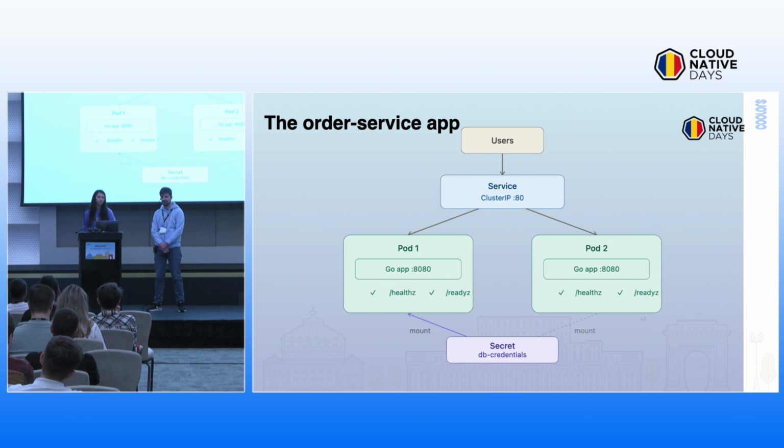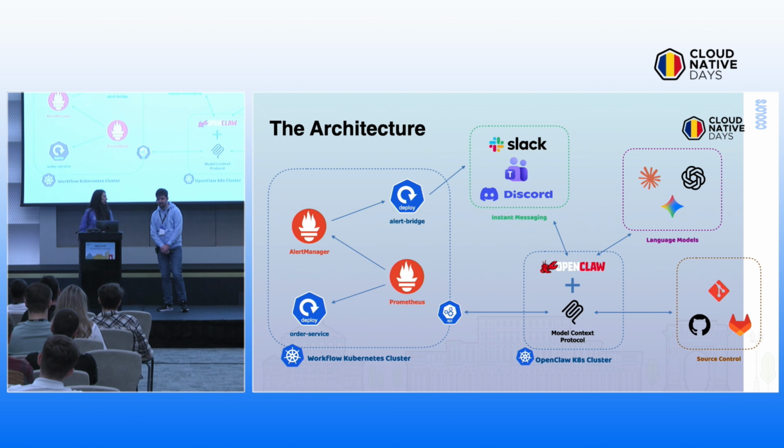Let's start simple. This is our order services application, a standard Go microservices app running in Kubernetes. Here we have 2 pods, a cluster IP service and a mounted secret. So let's continue with the architecture.